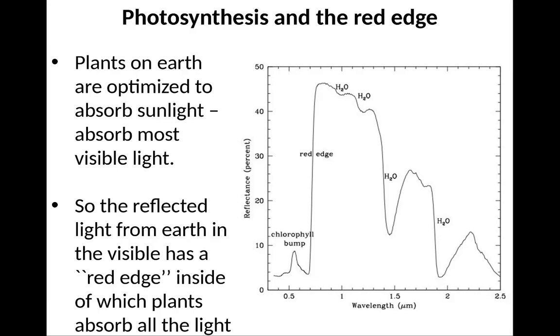If you look at reflected light from Earth, it has a distinctive red edge. Below the red edge, everything gets absorbed, so you have very low reflection, maybe a few percent or so. There's the chlorophyll bump at green. That's why plants look green. But beyond red, the infrared radiation doesn't really care so much about that, so you have some reflection. So if you're looking for the red edge, you might be able to detect signs of photosynthesis.